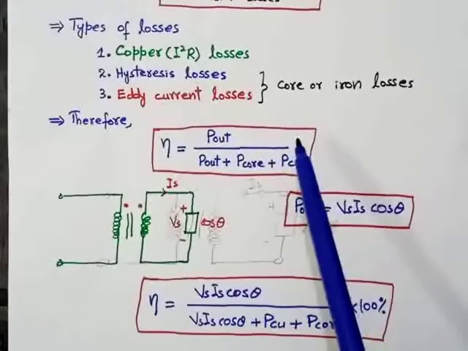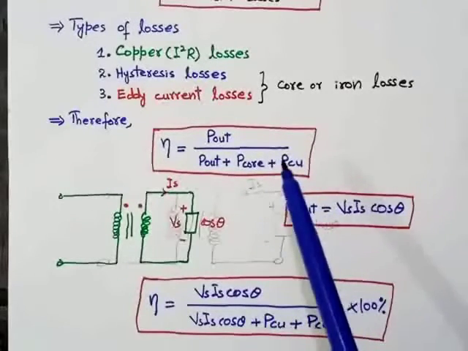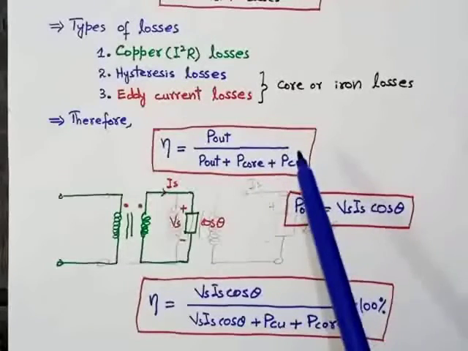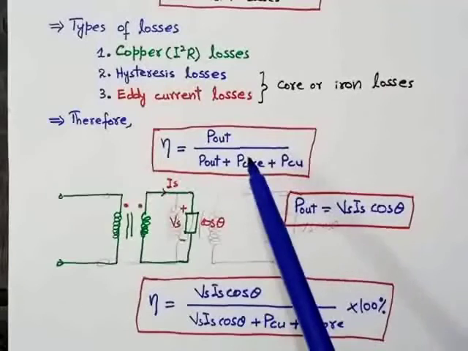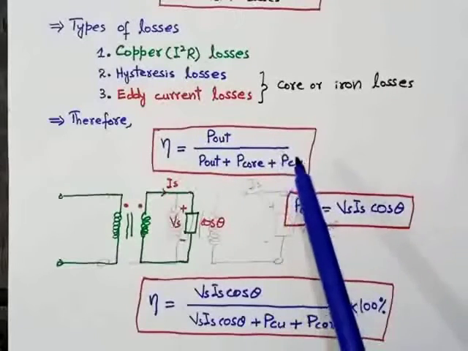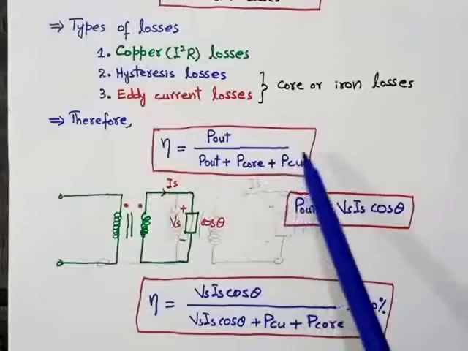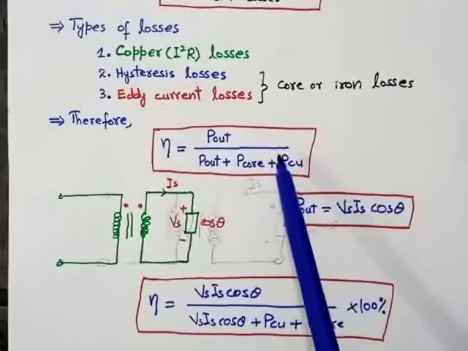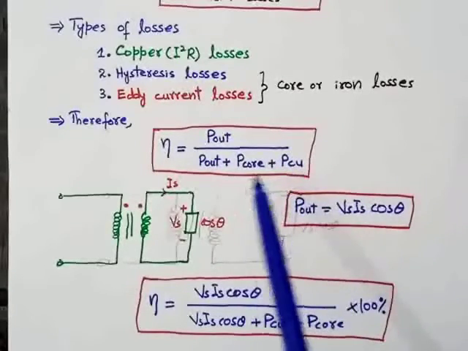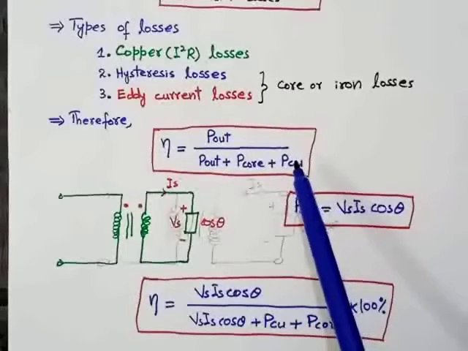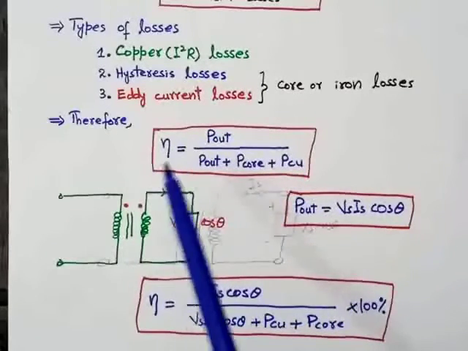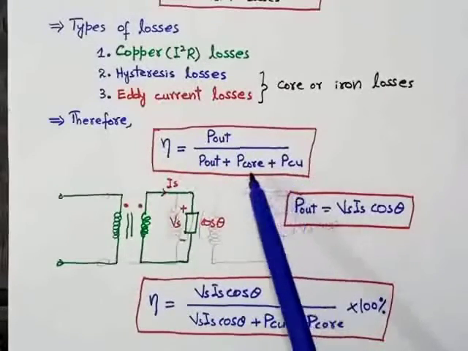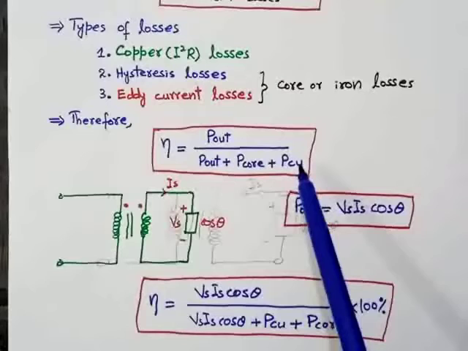The copper and core losses of the transformer we can calculate by performing the open circuit test and the short circuit test. As we have already discussed, in case of open circuit test, we basically find the core losses of the transformer. In case of short circuit test, we find the copper losses. So these two losses we can calculate by performing the open and short circuit test. So if we want to calculate the efficiency of the transformer, first of all we will perform the open circuit test and the short circuit test to calculate the core losses and the copper losses.